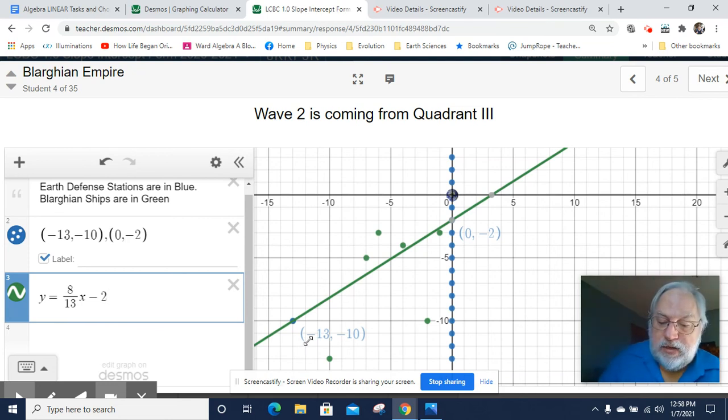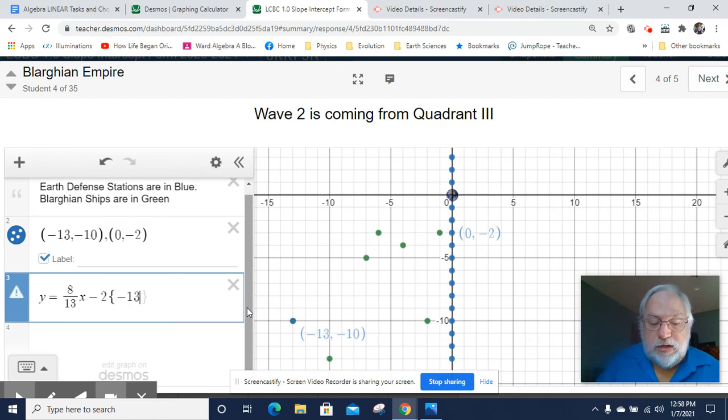I'll make it fancy. Shift square bracket. I'm going to go from, I can pick the x or the y. Let's pick the x. Negative 13 to 0 is my inequality. So I'm going to do negative 13 is less than or equal to x is less than or equal to 0. And I made it fancy. I hope this has helped, and good luck shooting my ships. Or how dare you shoot my ships. Have fun.